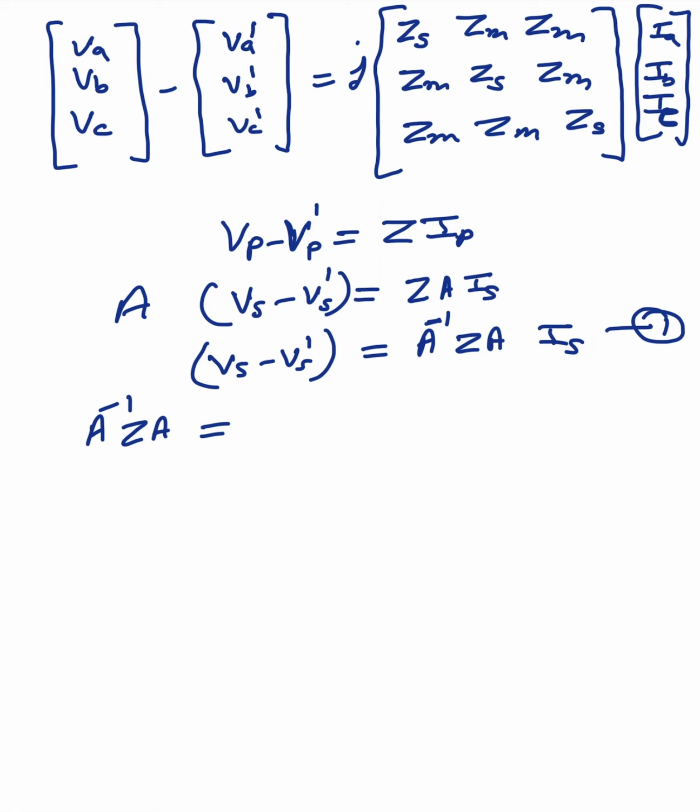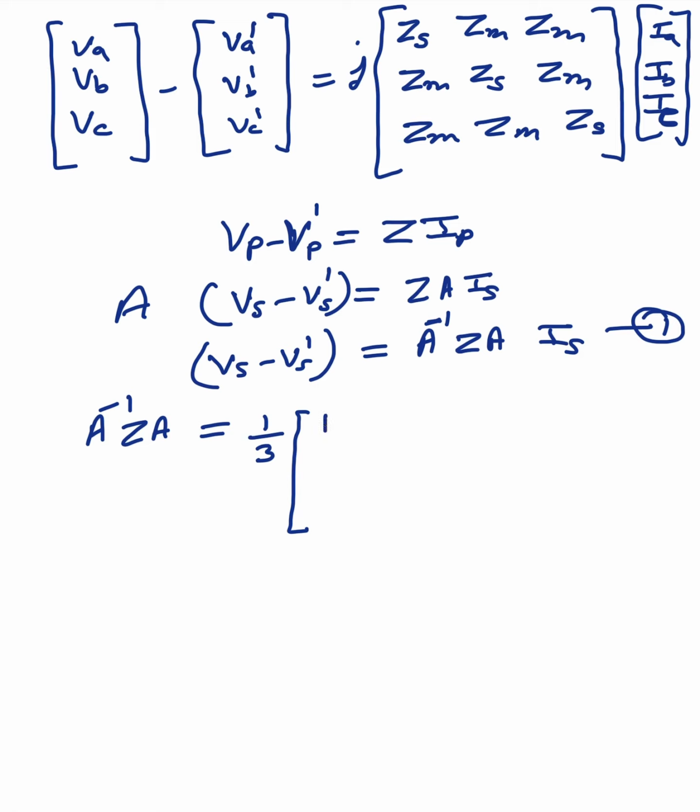That is, the value of A is 1 1 1, 1 alpha square alpha, 1 alpha alpha square. I already discussed this in the previous lecture of power system, so I have written the value of A inverse directly. If you have any doubt regarding how to calculate this A inverse value and what is the value of A, you can watch my previous video.